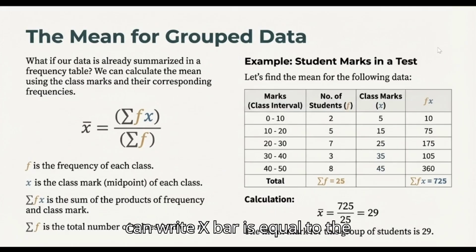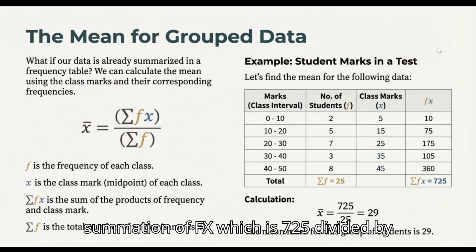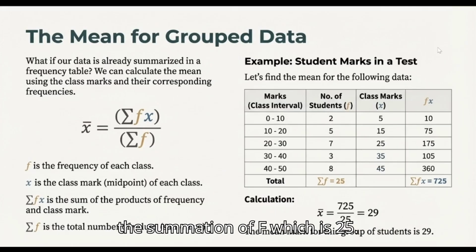So we can write x bar is equal to the summation of fx, which is 725, divided by the summation of f, which is 25. So that is 29. We can conclude that the mean mark for this group of students is 29.